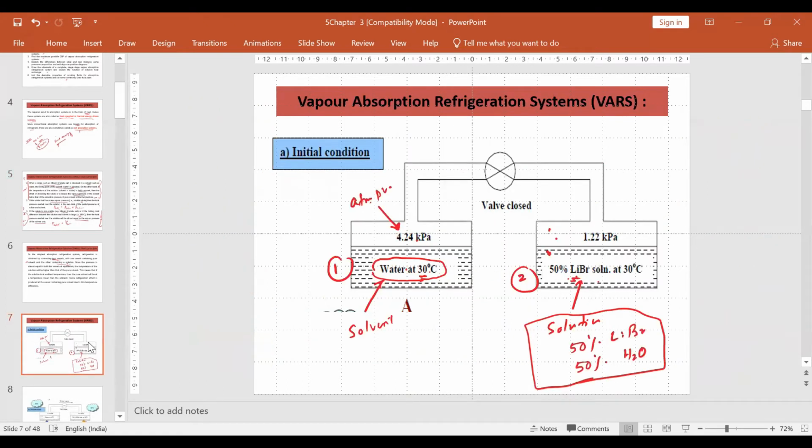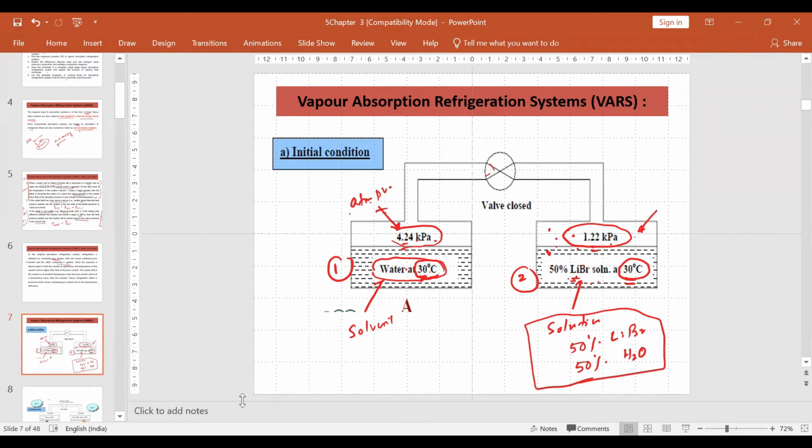So to maintain this at 30 degrees centigrade, what do we have to do? We have to reduce the pressure. Now you see this pressure is smaller than this one. This is the concept. Now the valve is closed. So we are maintaining this at 4.24 kilopascal, and this at 1.22 kilopascal. If we maintain these pressures, then the solution temperature will be 30 degrees centigrade, and the solvent water temperature is 30 degrees centigrade. Now the valve is closed.